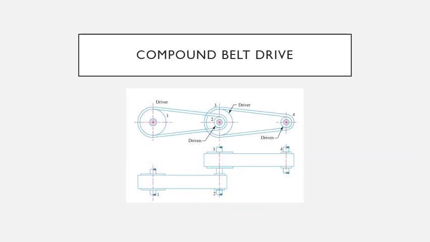Compound belt drive. They are used when power is transmitted from one shaft to another through a number of pulleys. So the driver pulley is transmitting power to the driven pulley, and this driven pulley is transmitting to the next pulley. So there are a number of pulleys involved in this.